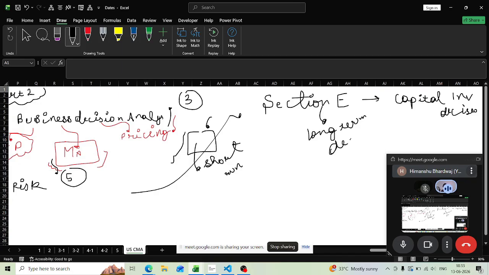So in capital investment decision, you will get most like practical tools like NPV, IRR, right? We have so many formulas in section C and section E. We have NPV here, IRR, and we have the capital budgeting process.